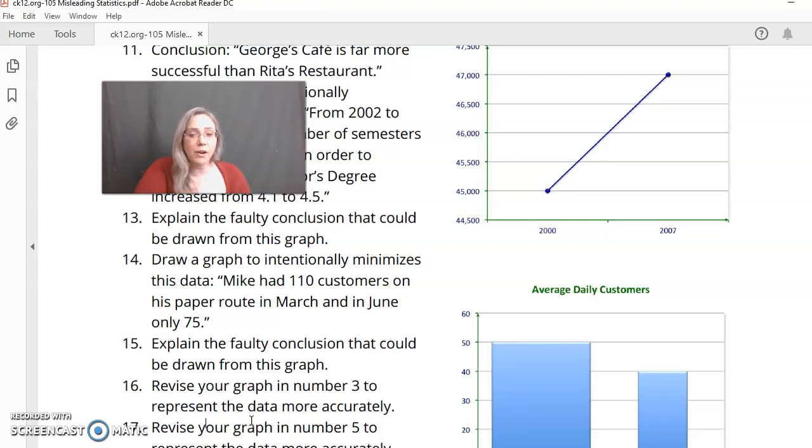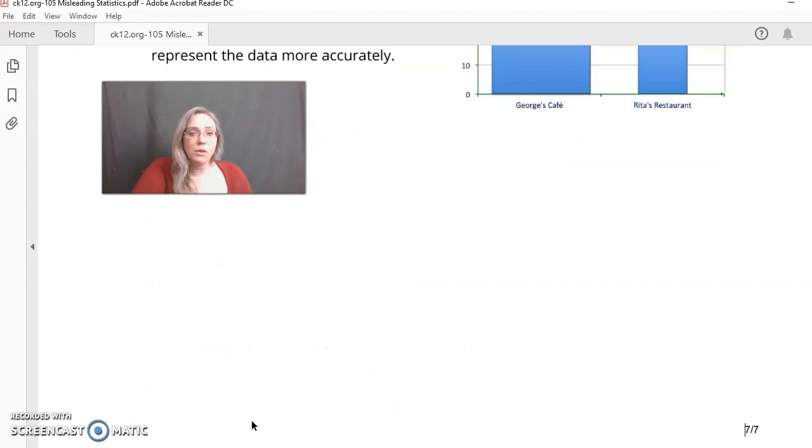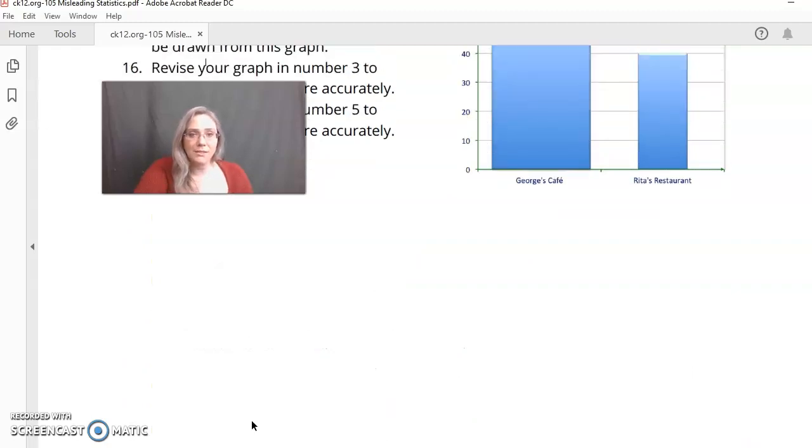16. Revise your graph in number 3 to represent the data more accurately. And 17. Revise your graph in number 5 to represent the data more accurately. I'm not looking for works of art here. Please don't bother to put these in a computer and make them perfect. Sketch something really fast. I know you guys can do this.